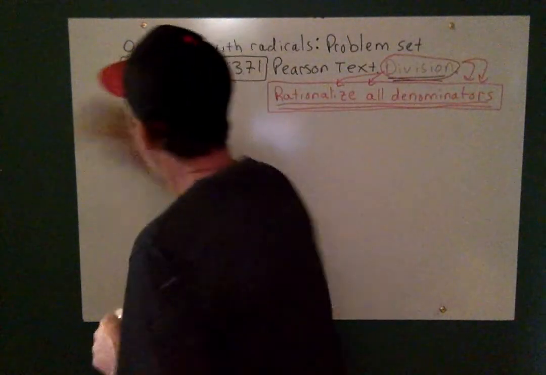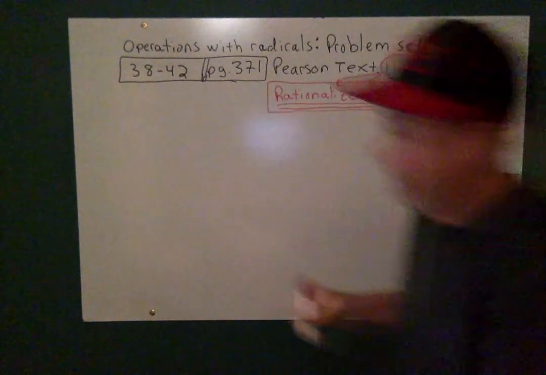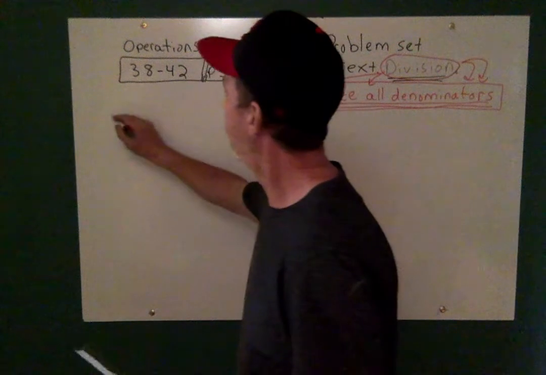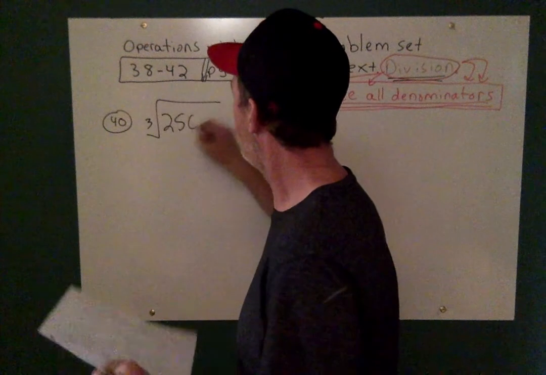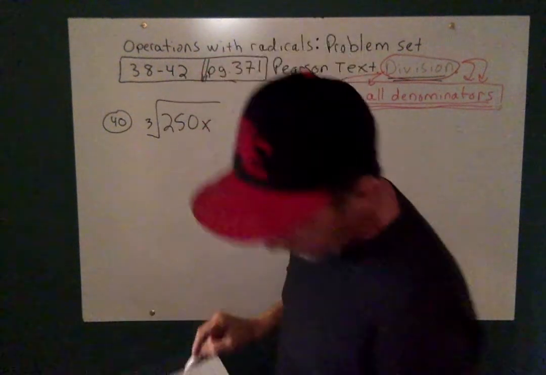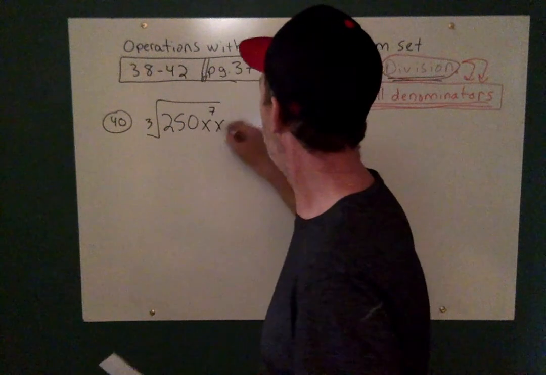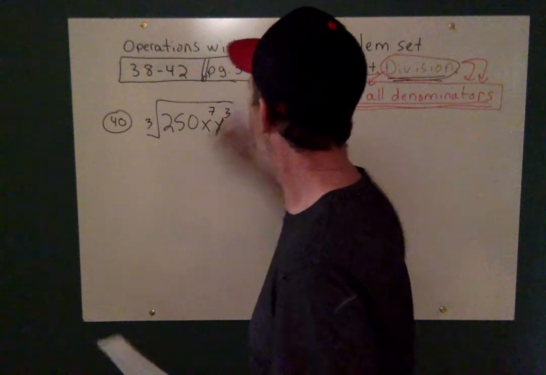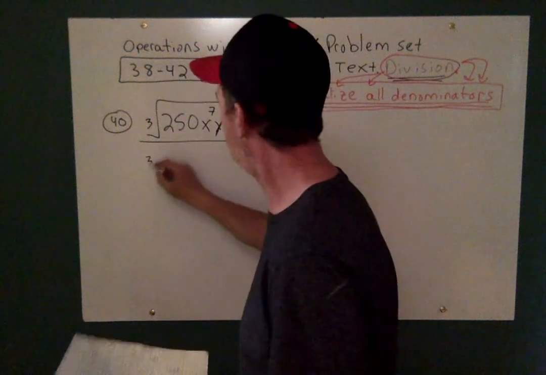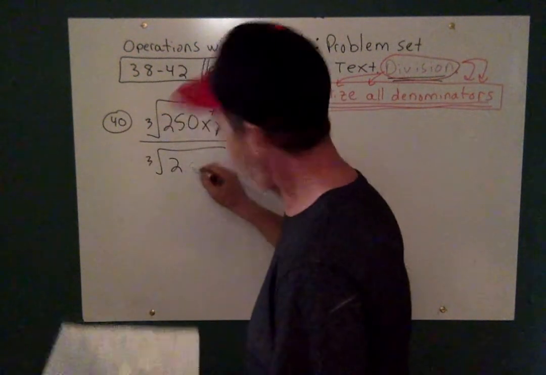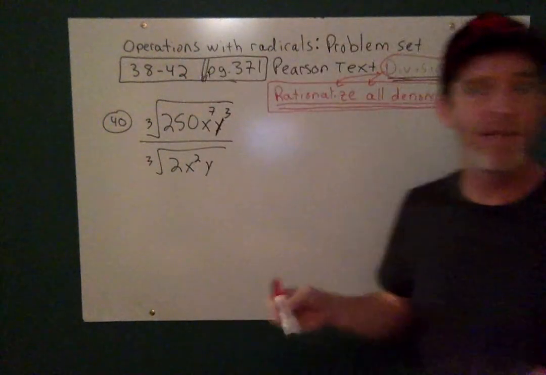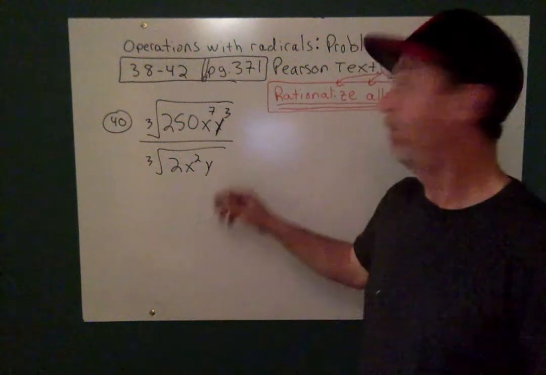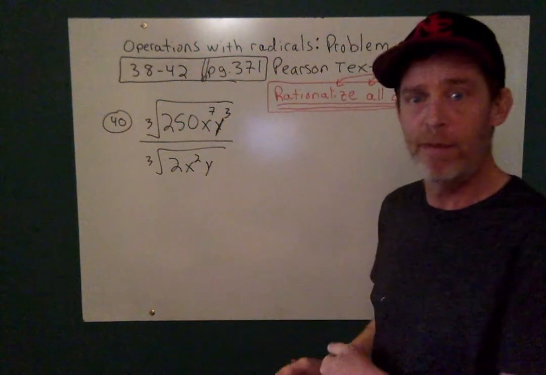All right. There's only 3 of these in this problem set that explain division, and then 3 for you guys to try. So let's see. We have number 40. The third root of 250 x to the 7th, y to the 3rd, and on the bottom, the third root of 2 x squared y. Sorry, it's hard for me to see my own writing. It's terrible, especially in the dark here. That's why I'm attaching the files, in case my writing gets a little sloppy.